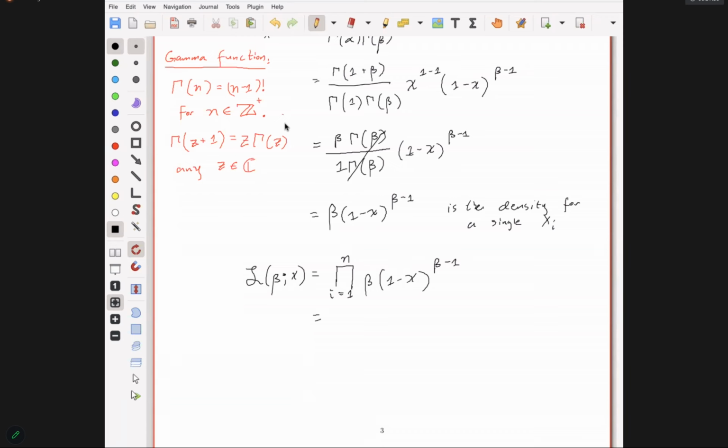What can we do about that? Just put it beside the product. Take it outside the product, and when we do that, it will turn into beta to the n, and then the product from i equals 1 to n of 1 minus x to the beta minus 1.